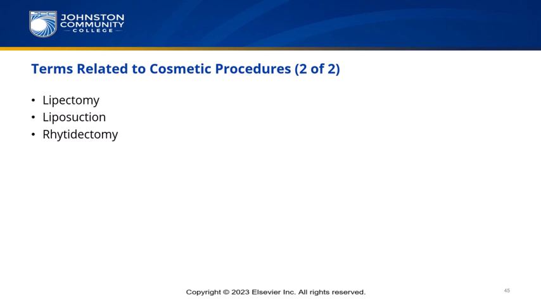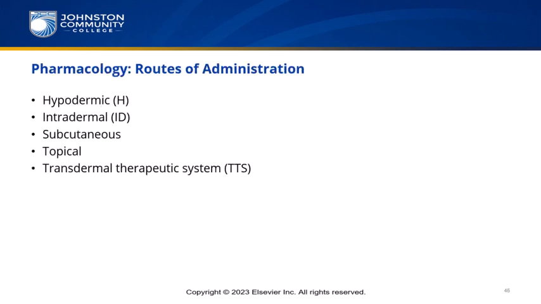There we go, that's our combining form for fat. Then we have liposuction, which is the technique of removing excess adipose tissue with a suction pump device. And lastly, we have rhytidectomy. Remember, rhytido is our combining form for wrinkle. So rhytidectomy is a surgical procedure to remove wrinkles. This is commonly known as a facelift.